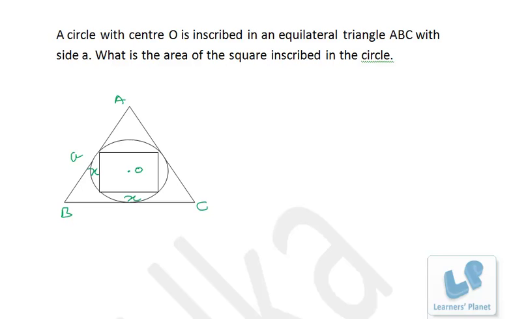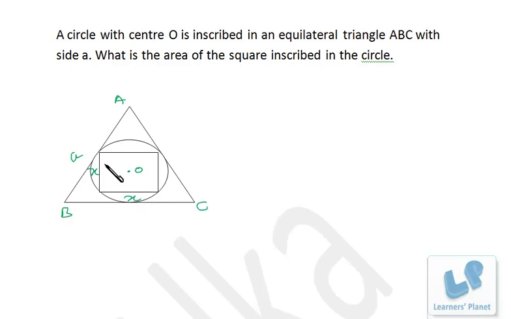Now let's try this problem. Here a circle with center O is inscribed in an equilateral triangle ABC with side A. What is the area of the square inscribed in the circle? That means precisely, first of all, we have to find out the radius of this circle. This is the incircle inscribed in this equilateral triangle. So if we find the inradius, after getting the radius we can find out the diameter of this circle, and diameter of this circle is nothing but diagonal of this square, right?